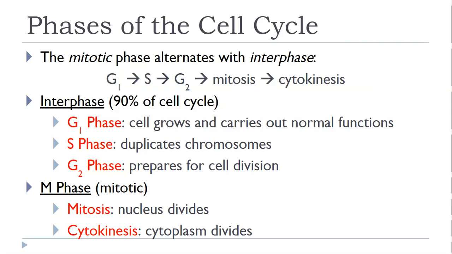So in interphase, during the growth part, it's really just growing and carrying out its normal daily life functions. And then, as I mentioned, S stands for synthesis. So in the S phase, that's where those chromosomes actually get copied. G2 is getting ready for cell division, so that by the time it gets to M phase, it can actually do the cell division that it was planning on.